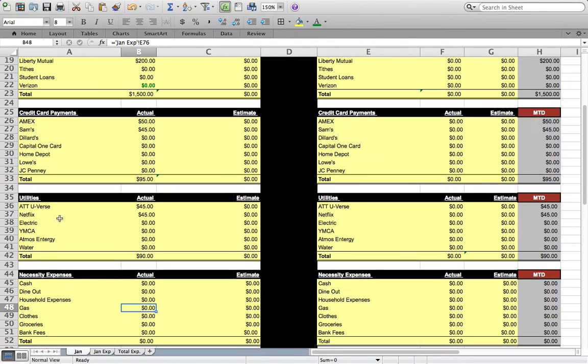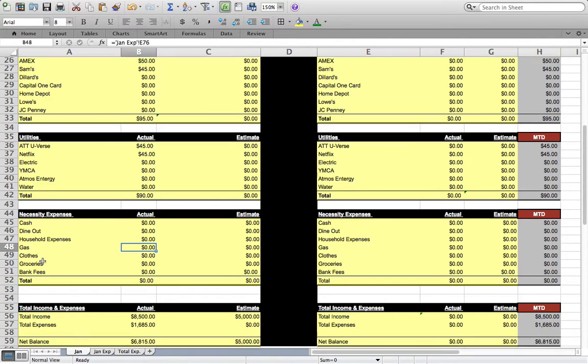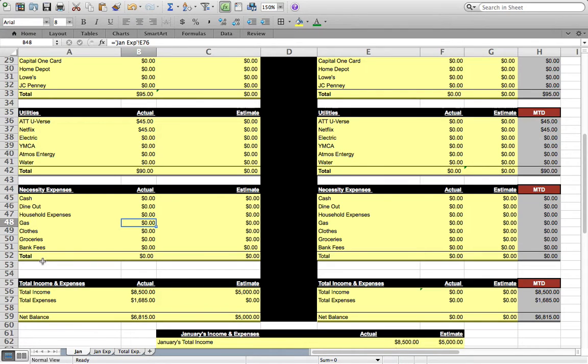Down here, you have your utilities. I list my utilities as my cable, my Netflix, electric, my YMCA, auto, Atmos Energy, which is my gas company, and my water company. I have also listed my necessity expenses, which includes cash, just in case I want to withdraw some cash. Also, we have dine out, household expenses, gas, clothes, groceries, and bank fees. Some of us do have bank fees, so I included that.